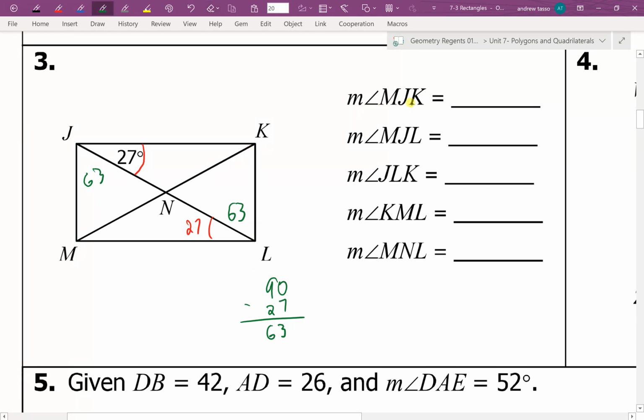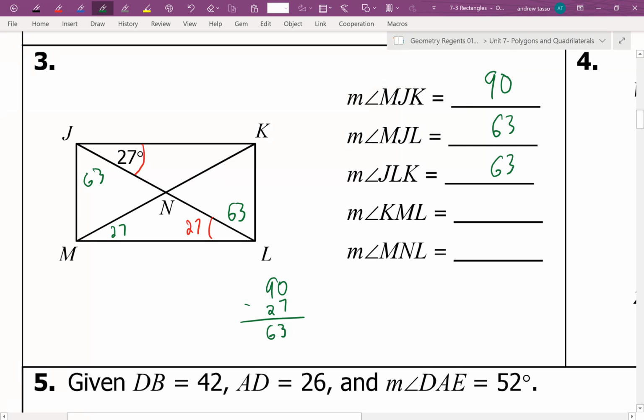So let's start filling some in. So MJK. MJK has to be 90 degrees. MJL. MJL is 63. JLK. So let's see. J to L to K. That's 63. KML. K to M to L. Okay, so now what we can deduce here is that this angle is also going to be 27.